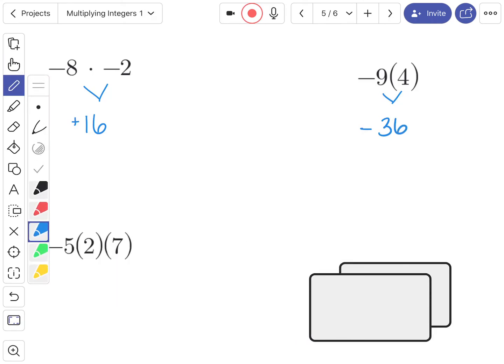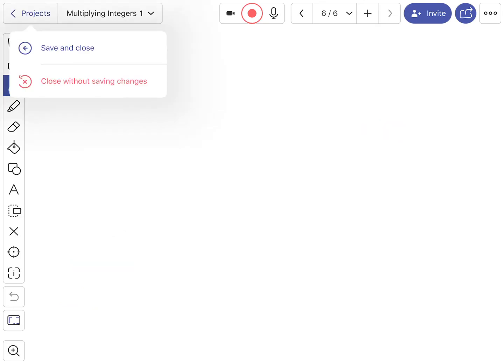And even if there's three numbers, if one of the numbers is negative, that one negative sign carries throughout the whole thing. One negative is negative, and now you can multiply one step at a time. 5 times 2 is 10. 10 times 7 is 70. So the solution to this one is negative 70. That's as simple as multiplying is.